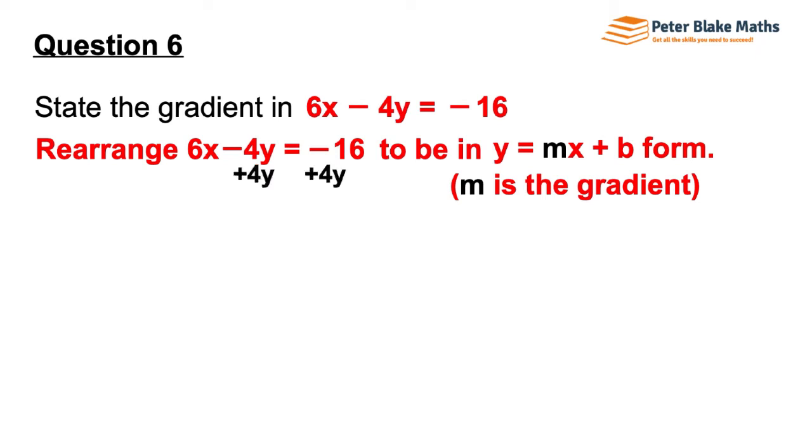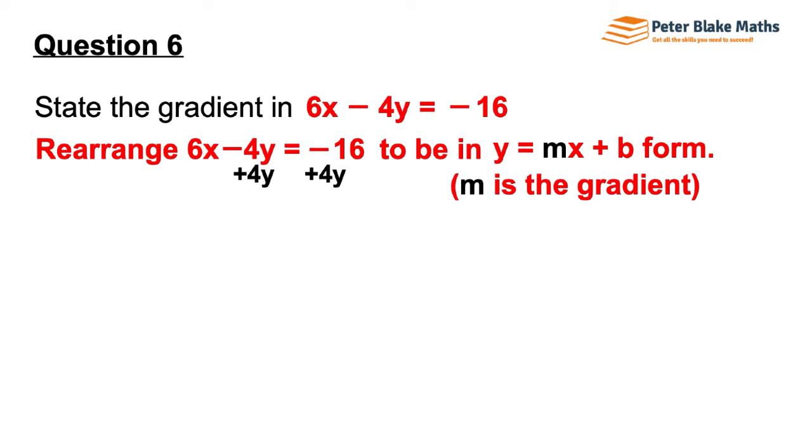So the first step for me is to get the y term to be positive. At the moment it's a negative term. And so we're going to add 4y both sides. Effectively I want to move that minus 4y over to the right hand side, which will turn it into a positive at the same time, so that's going to be helpful.